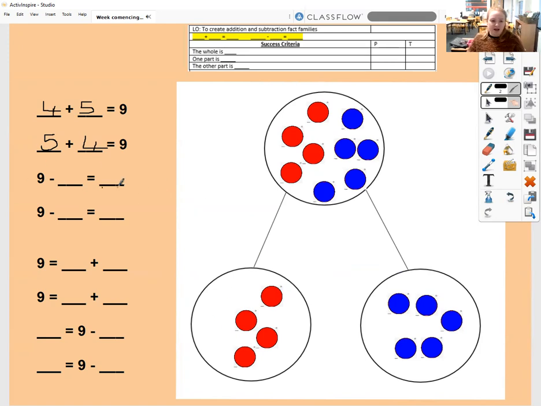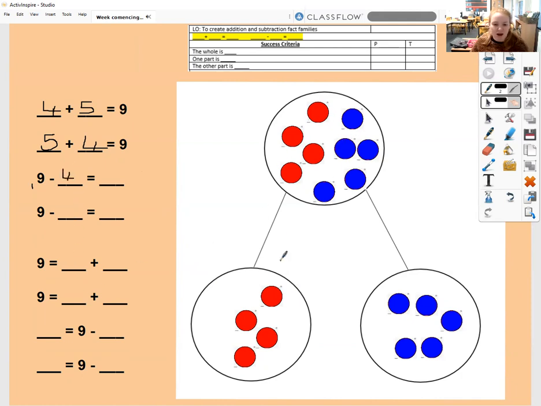So this number sentence is a subtraction number sentence. We've got a subtraction symbol there. So our whole goes before our subtraction symbol. You can see that there. And our whole is subtracting our first amount, our first part. So our whole subtract our first part. So this can be our first part to start with. 1, 2, 3, 4. 9 subtract 4 equals our remaining part.